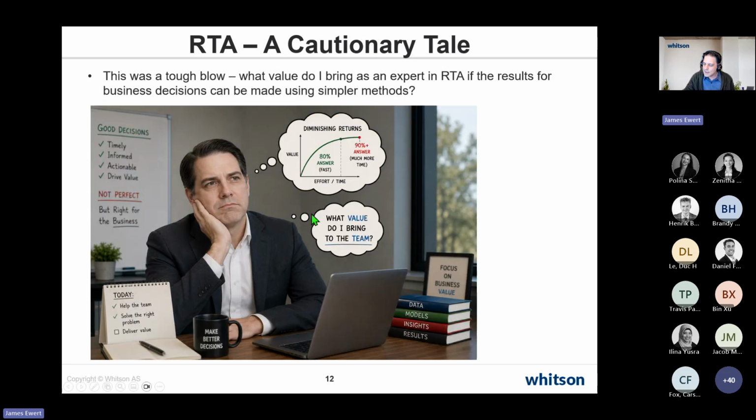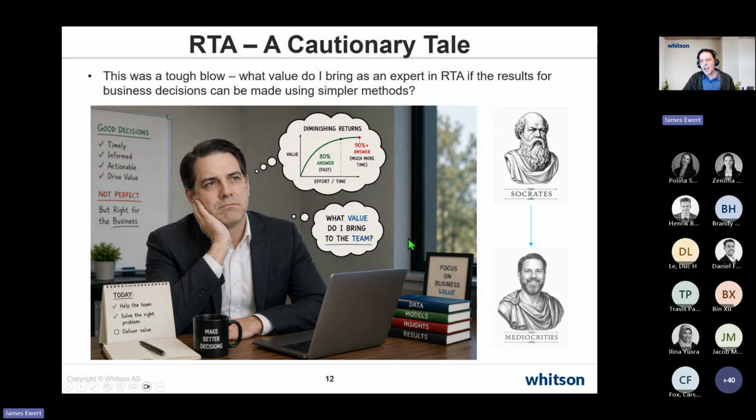And so I went through this thinking of, what value do I actually bring to the team? How does RTA fit in to the business side? Because the business side just wants to know whether we should move ahead or not. I'm not going to say it's black and white, but it's more black and white than RTA, which adds a lot of gray to it. I went into Marathon thinking that I was going to be Socrates, right? Like I had all this knowledge and I was going to be able to do all of these things. But after this happened, I felt like my name should be Mediocrities. I felt really out of place, I think is the best way to say it.